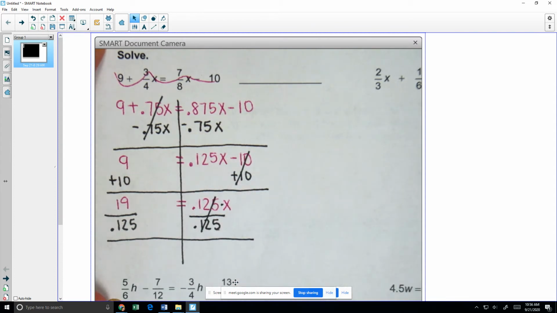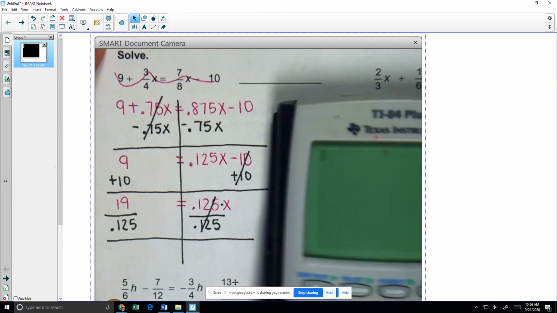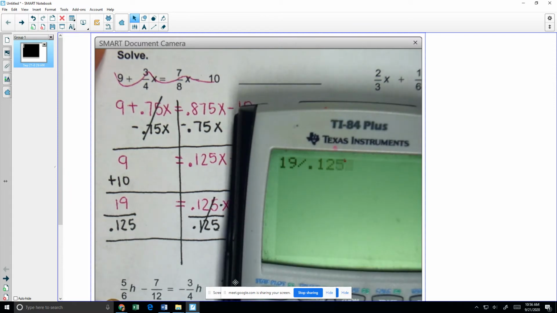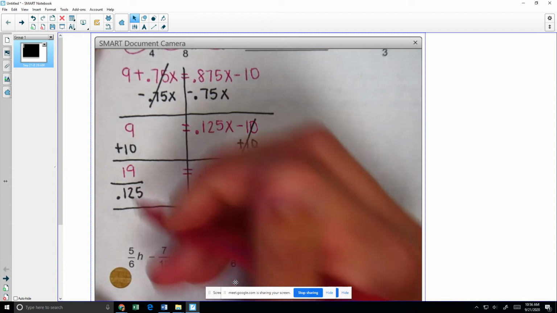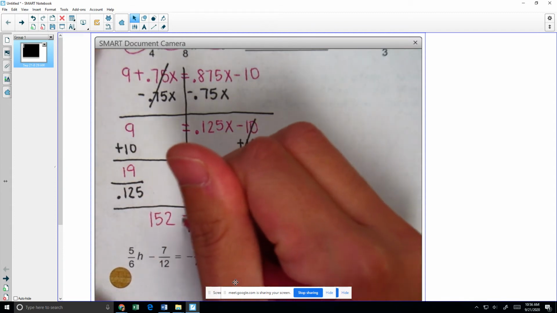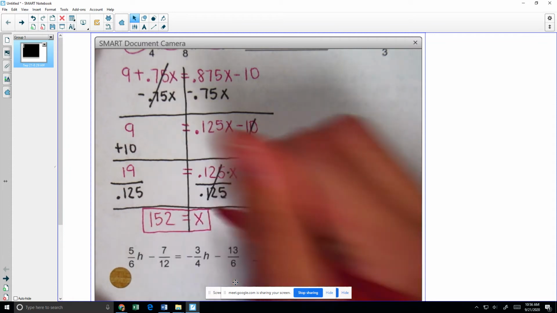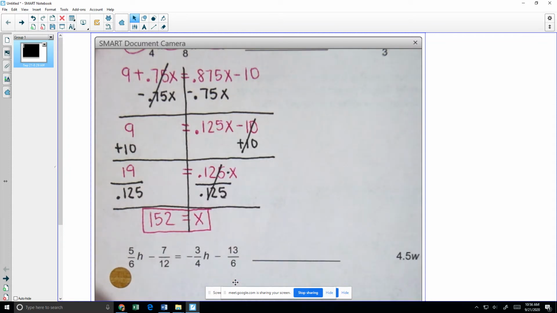So I have 19 divided by 0.125. That gives me 152. So 152 equals x, and that's my answer. And remember, I can always plug it back in and double check. I showed you how to do that already a couple of times.